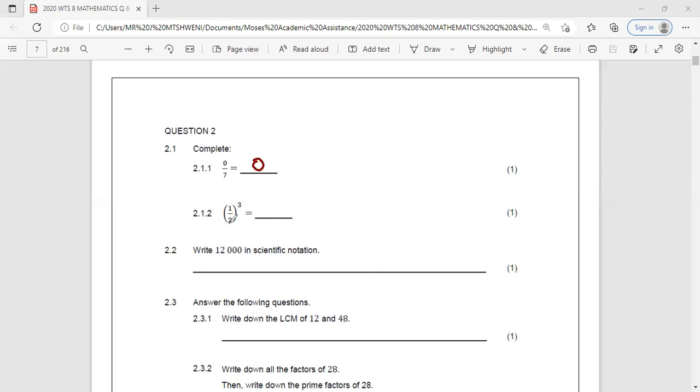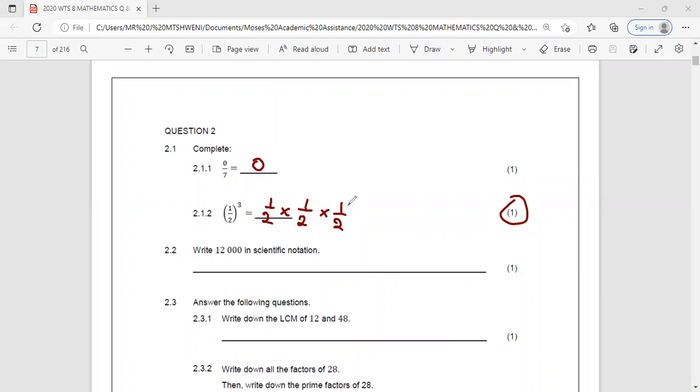Now we have 1 over 2 cubed. What does it mean? Cubed means this 1 over 2 has been multiplied 3 times: 1 over 2 multiplied by 1 over 2 multiplied by 1 over 2. Oh, 1 over 2, not 1 over 3. Sorry about that. It's 2, 2, 2.